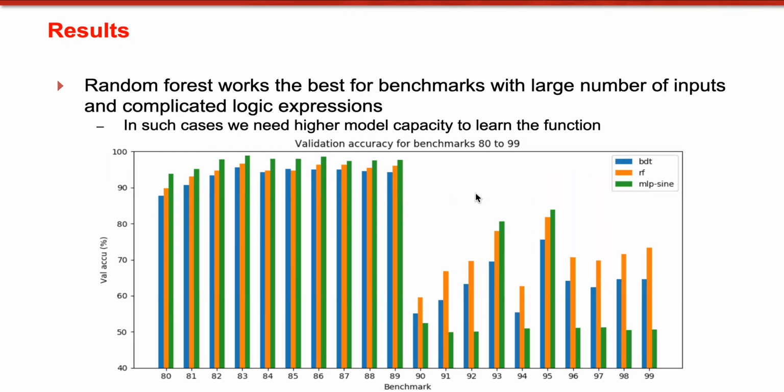Our second observation is that random forest works the best for benchmarks with a large number of inputs and complicated logic expressions. This figure shows the results on benchmarks 80 to 99, where benchmarks 80 to 89 have 196 inputs, and 90 to 99 have 768 inputs. Random forest consistently achieves good results on all of these benchmarks, showing that we need higher model capacity to correctly learn the logic functions of these benchmarks.